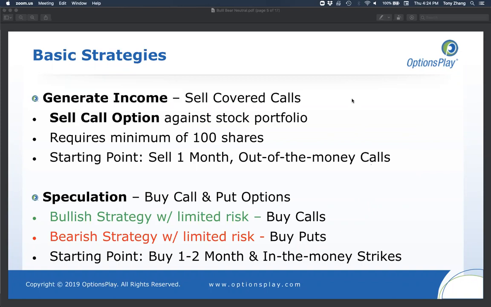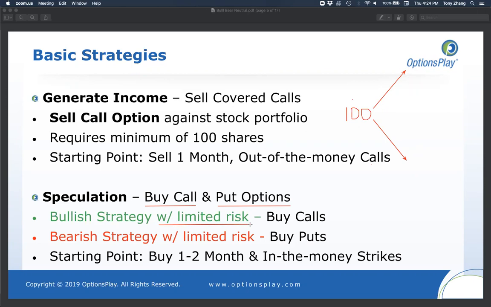We have stock trading at $100. We either believe the stock is going to go higher or we believe the stock is going to go lower. And depending on whether you think the stock is going to rise or fall, that's where you want to decide between buying a call option versus a put option. So a call option is going to be a bullish strategy. And the key here about buying a call option is that it's a bullish strategy with limited risk.